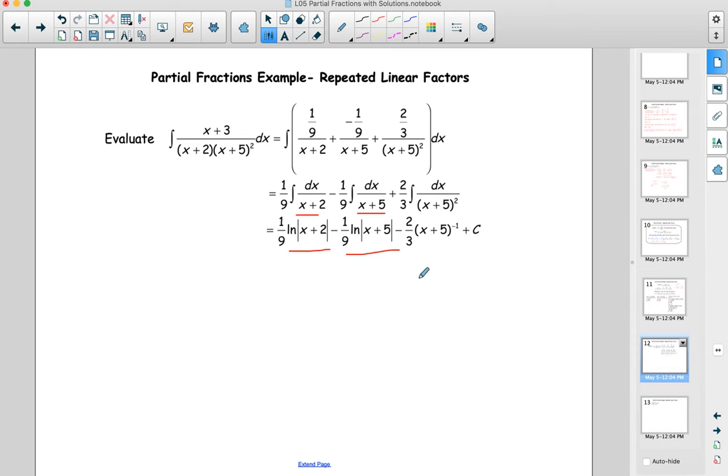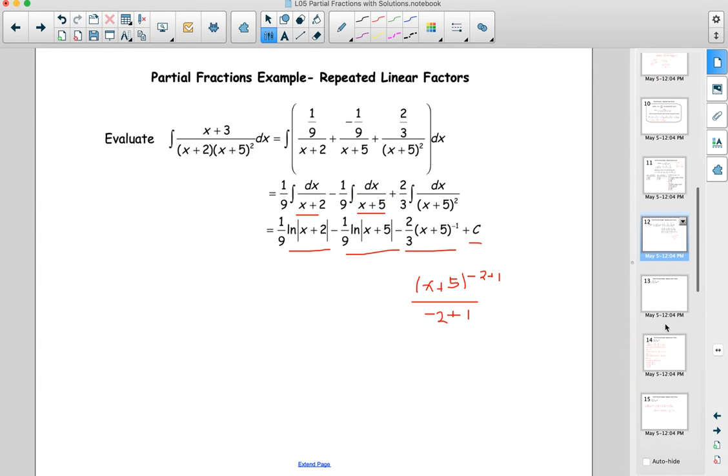Now going backwards on this one, this is x plus 5 to the -2. And to go backwards on a power function, we add 1 to the exponent, and then we divide by that. So that's going to become x plus 5 to the -1 divided by -1. So that's how I got -2/3 x plus 5 to the -1 plus c. So when you go backwards on these, you should end up with power functions possibly here. Or when the exponent is 1, when you go backwards, you have to remember those are lns.